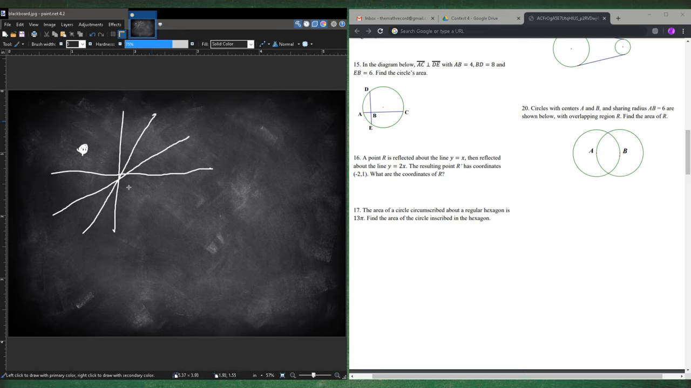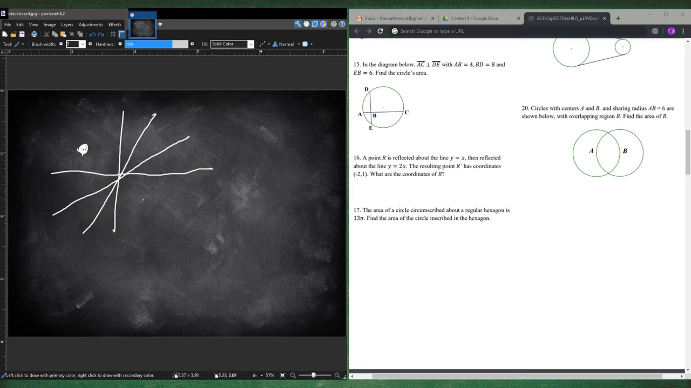So we're going to have to make a perpendicular line that goes through that point (-2, 1) and is perpendicular to the line y = 2x. Then we find the other point on this side. From that point, we do the exact same thing, but perpendicular to y = x. So let's focus on y = 2x and (-2, 1).